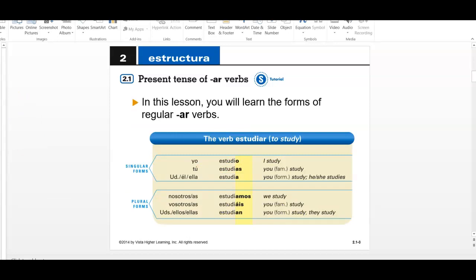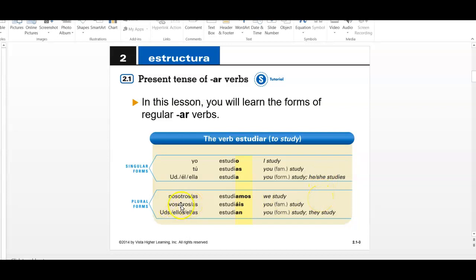In the lesson, you will learn the forms of regular AR verbs. So this is the ending for yo, O. The ending for tú is AS. The ending for usted, él, and ella is A. Nosotros is AMOS. We skip vosotros.